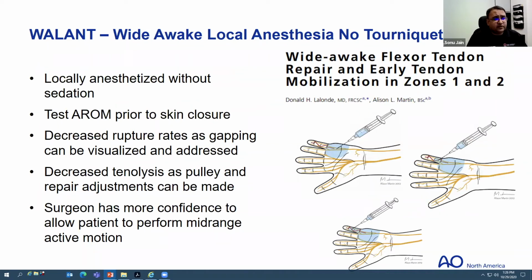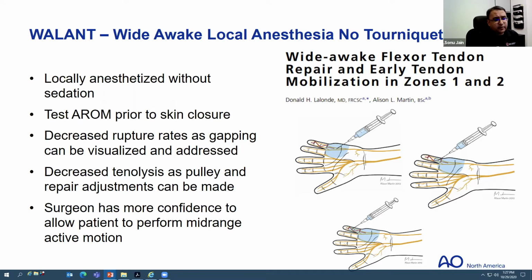Wide awake local anesthesia, no tourniquet, pioneered by Don Lalonde, who's really revolutionized how we've done hand surgery, particularly flexor tendon repair, because we are locally anesthetizing the patient without sedation. We're testing active range of motion prior to skin closure. This has decreased rupture rates because you can visualize the gapping with the motion and you can address this. It decreases tenolysis and adhesions because you're adjusting your pulleys as you're evaluating motion. Make sure that the tendon is actually gliding into the pulley system and not being blocked. And you have more confidence in allowing your patient to perform mid-range active motion early on.